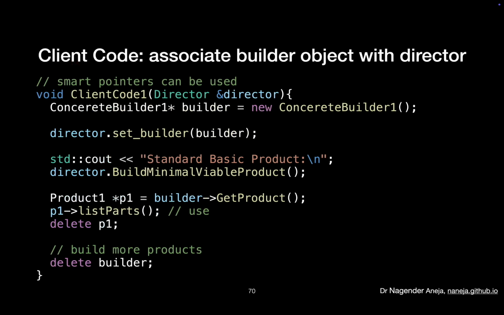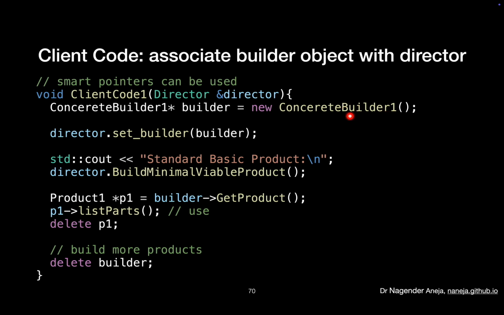The client code associates the builder object with the director. So that's our client code. In this case, we get the director, and then we have this client code. We can have one client code or we can have multiple client codes. In this case, we have builder one, and we are associating this director with builder one.